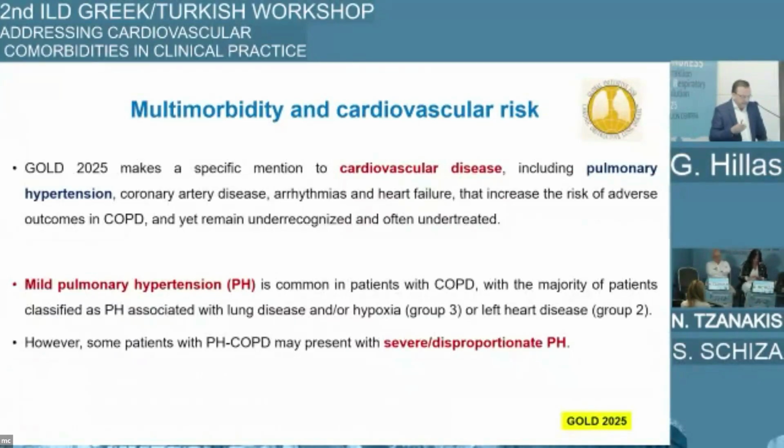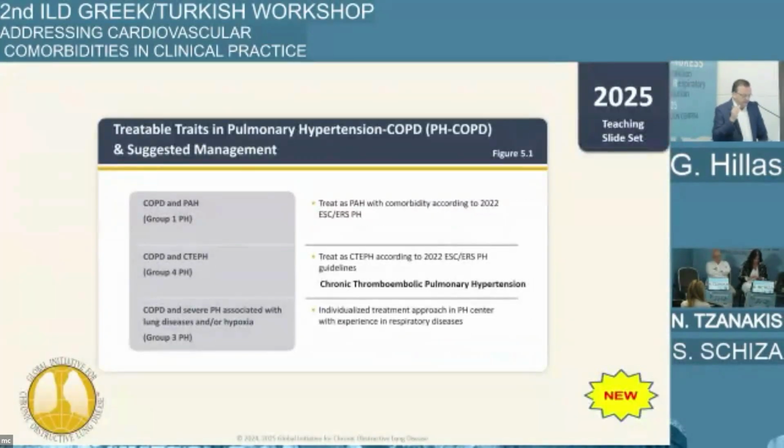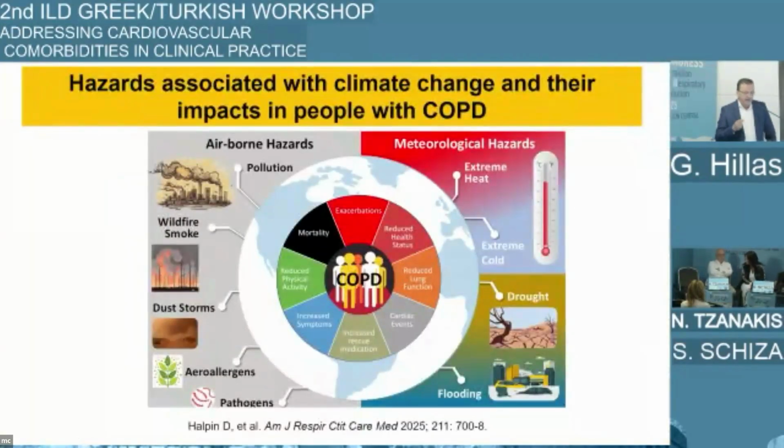In the current GOLD COPD document 2025, we have a specific mention of cardiovascular diseases, including pulmonary hypertension, and a new figure regarding treatable traits in pulmonary hypertension has been introduced, where in case of COPD and severe pulmonary hypertension, an individualized treatment approach in an experienced PH center is strongly recommended.